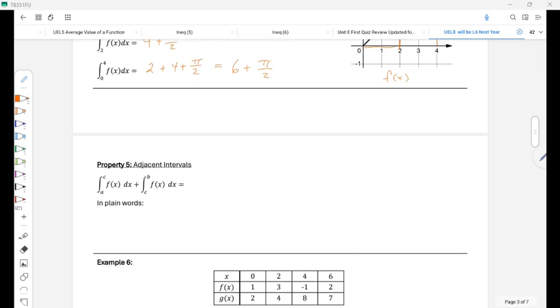So this is the adjacent intervals property. We start putting letters in it, and I think the letters just make it tricky. The idea here is we have on our x-axis an A and a B, and somewhere in the middle there's a C. So when we integrate first from A to C, and then from C to B, we're doing the same thing as integrating from A to B.